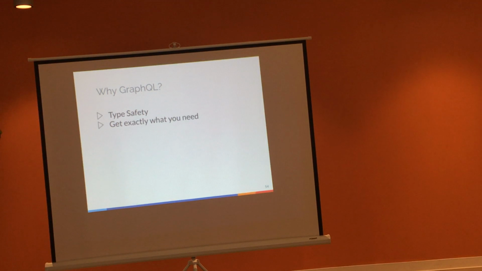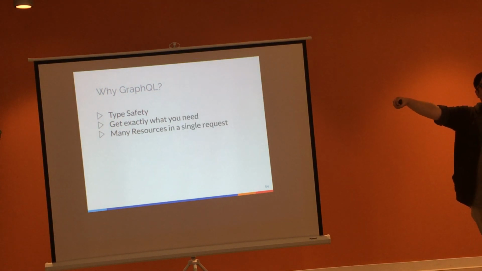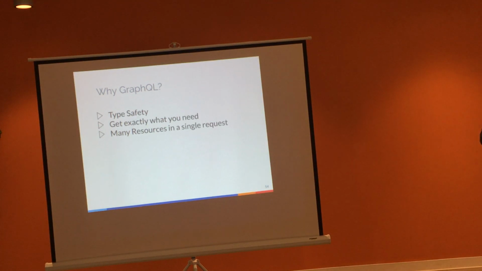You get exactly what you need. As I said, if there are 100 properties and I say I only want 4 of them, you only get 4 of them. You can get many resources in a single request. If I have authentication in one place, users in another place, groups in another place, I'm still making one request, and I can pluck things out of multiple buckets, all with a single question.